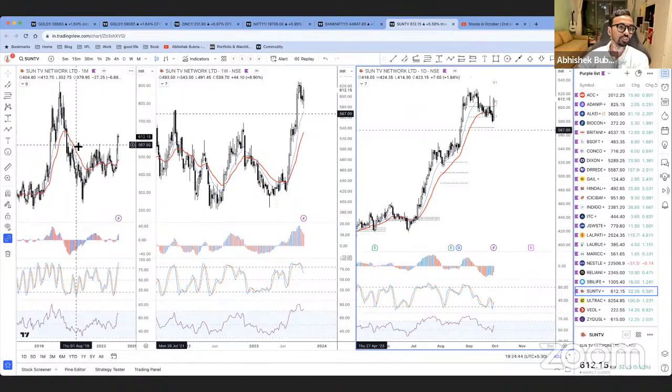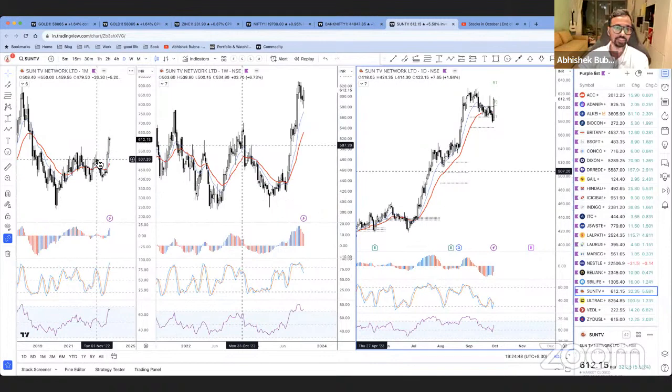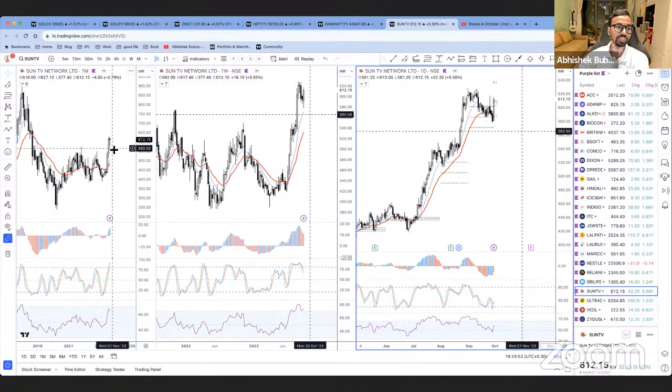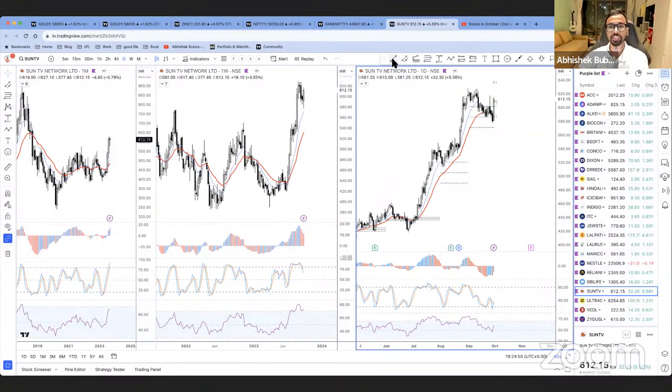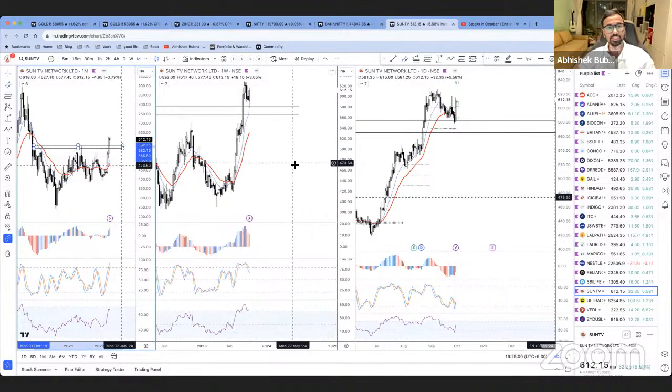Now Sun TV, of course, in the monthly you can see they start with the monthly bullish divergence, pull back, enter, weekly divergence, pull back, again enter, weekly divergence. Now it is above the resistance level, which is this.